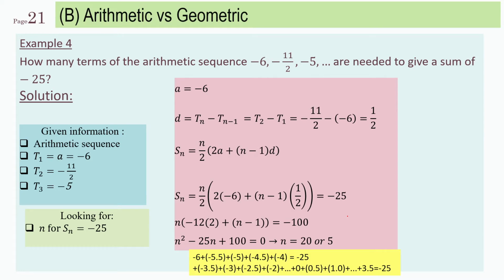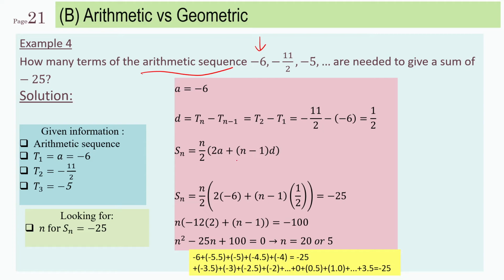Okay, I needed to give a sum of negative 25. So from here, we know that the first term is negative 6. So I want to know our common difference because the question already told us it's an arithmetic sequence. So I just use the second term minus the first term. I get my common difference is half.